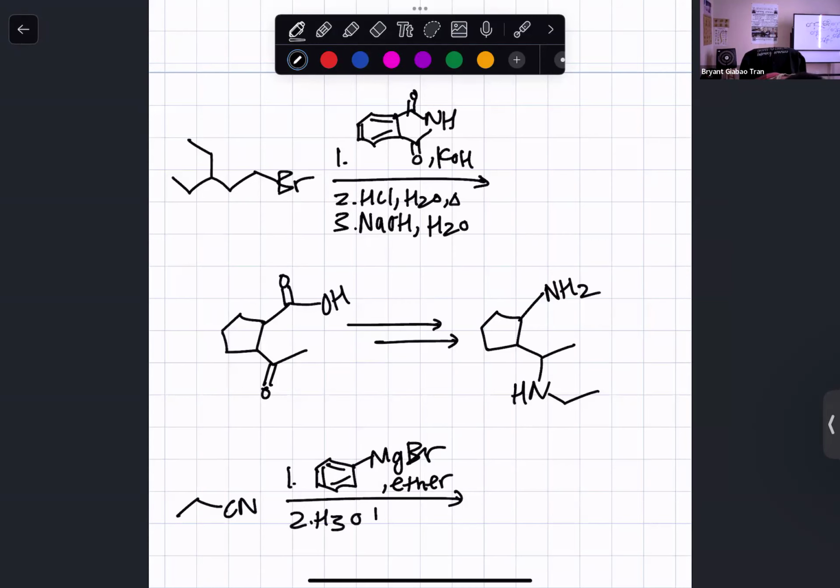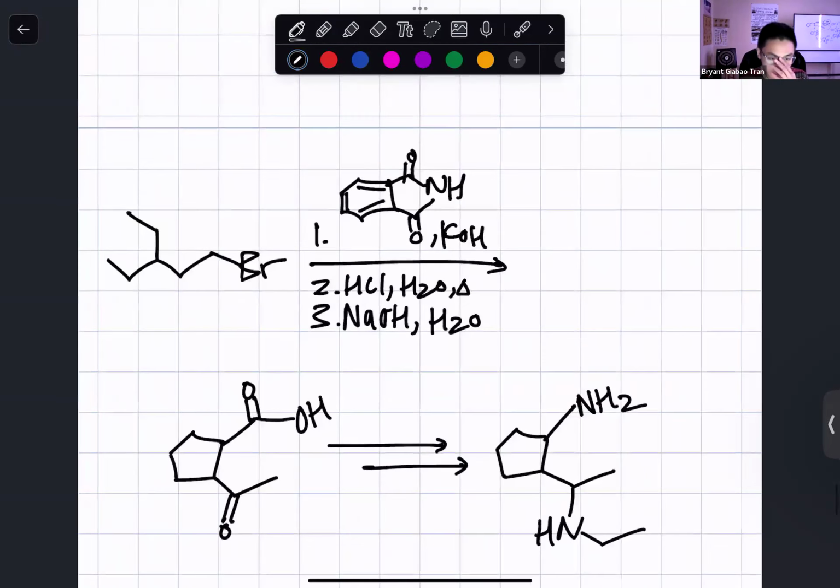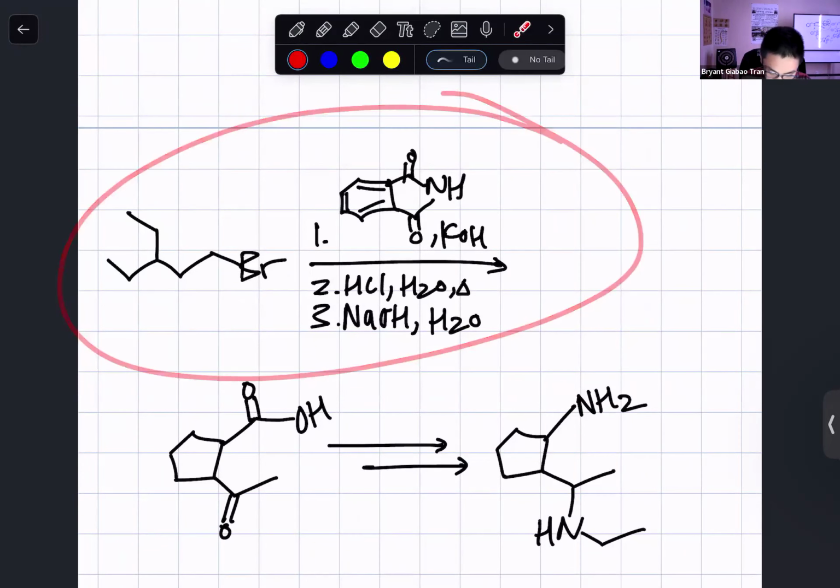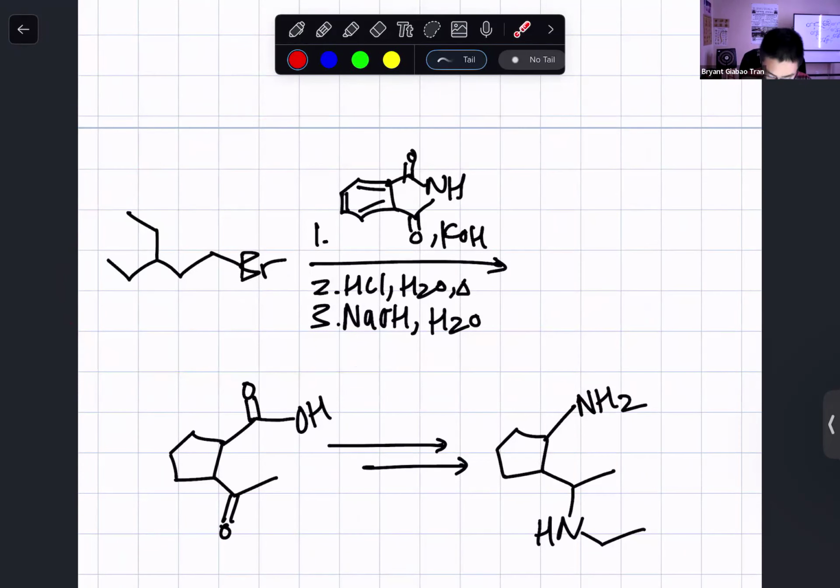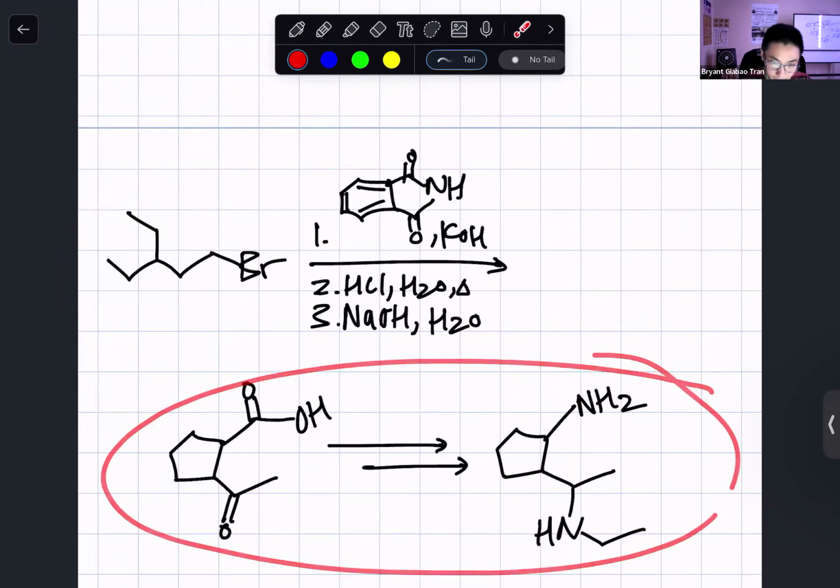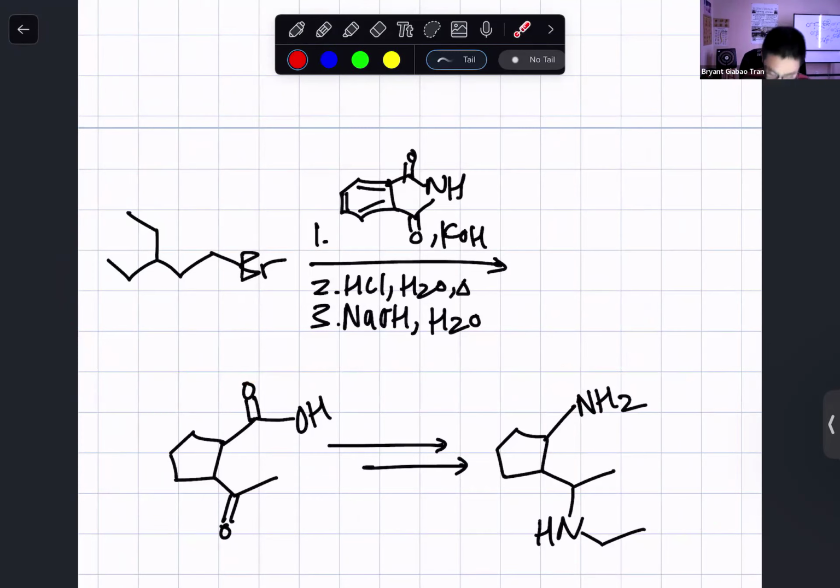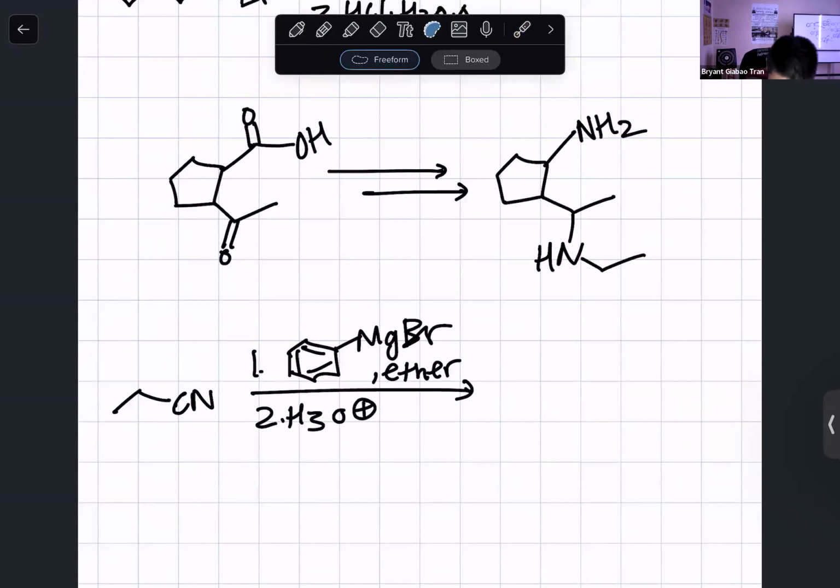H3O+. Okay, try these two problems. One is the predicted product multi-step problem. The second one is a synthesis problem. While you guys work on these, I'm gonna go through this problem here.